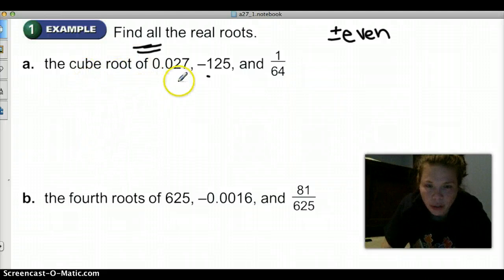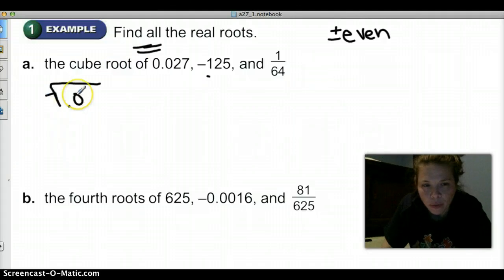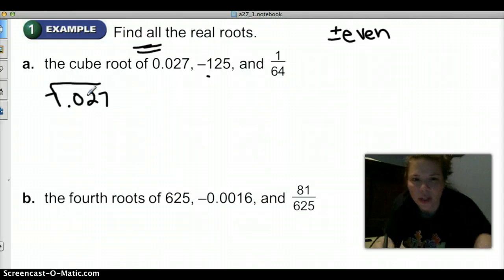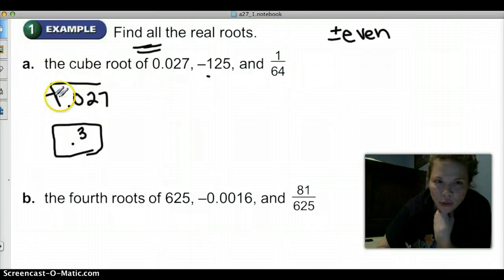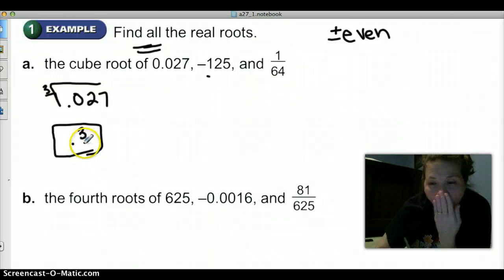So the cube root of 0.027. Okay, so we've got 0.027. The cube root of 0.027 is going to be 0.3. And that is what you get, because the only way you can get 0.027 from a cube root is going to be 0.3 times 0.3 times 0.3. If you had a negative involved in there, the 0.027 would be negative then.